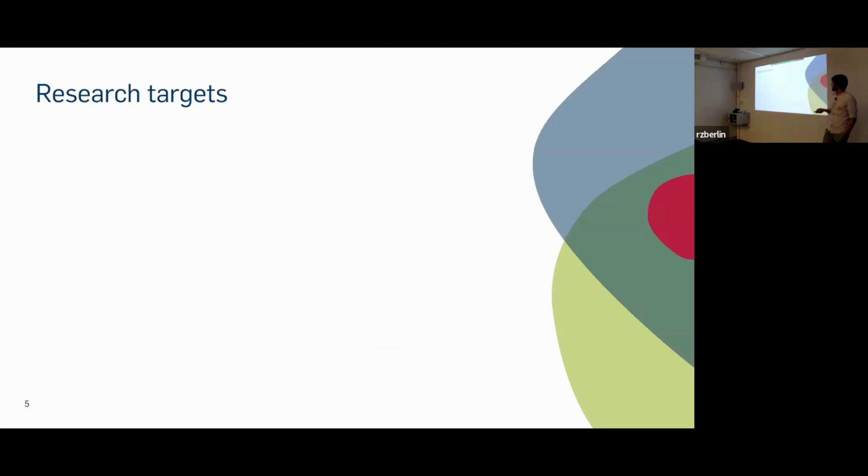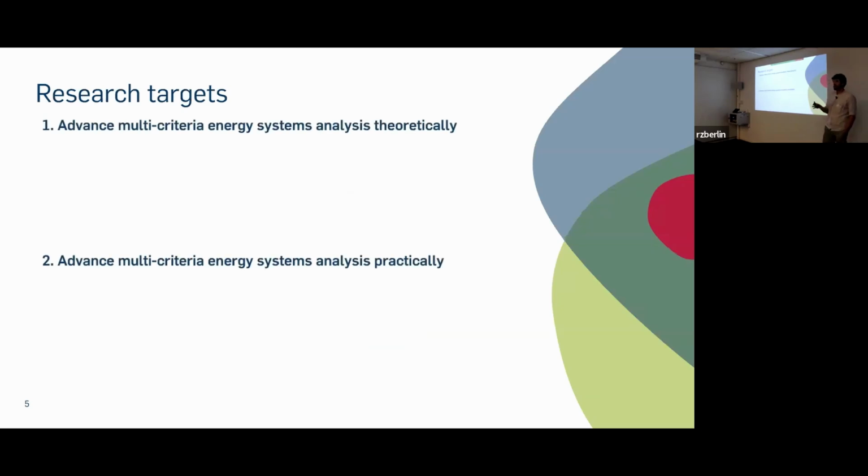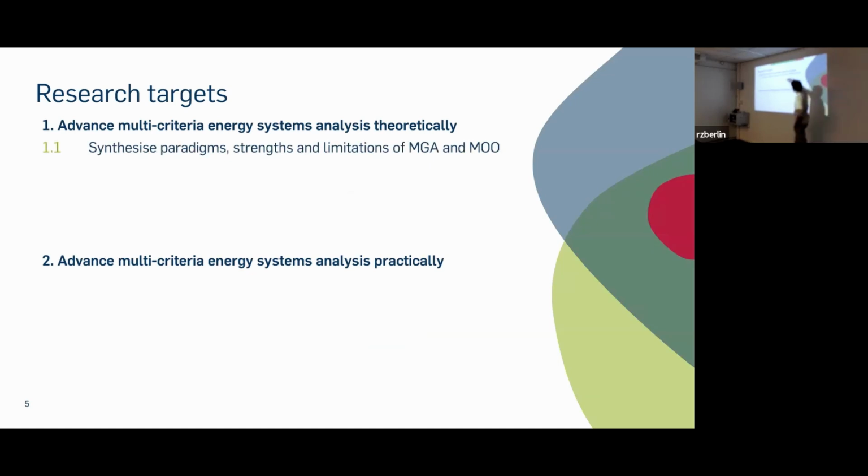Right, let's take an even closer look. What were the specific research targets of my thesis in that context? On a higher level, it was to advance multi-criteria energy systems analysis, both theoretically and practically. And more particularly, on the theoretical side, I wanted to synthesize paradigm strengths and limitations of these 2 approaches, MGA and MOO. Secondly, I wanted to develop a new approach that combines these 2 existing approaches.